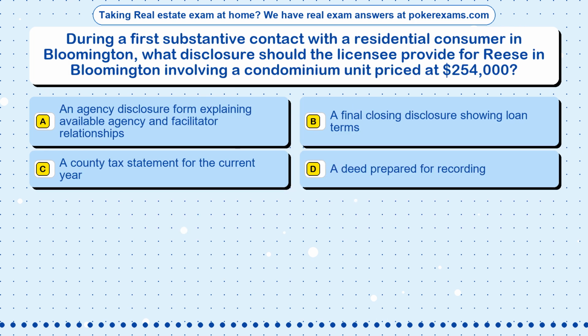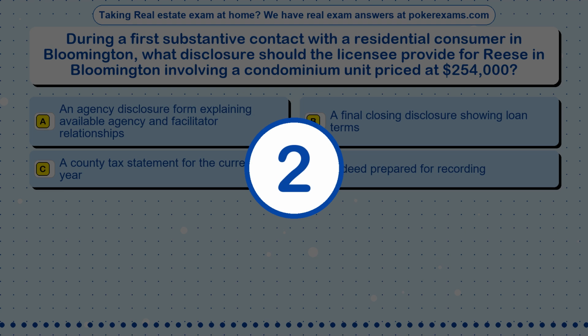Question 13. During a first substantive contact with a residential consumer in Bloomington, what disclosure should the licensee provide for Reese in Bloomington involving a condominium unit priced at $254,000? Option A, an agency disclosure form explaining available agency and facilitator relationships. Option B, a final closing disclosure showing loan terms. Option C, a county tax statement for the current year. Option D, a deed prepared for recording.